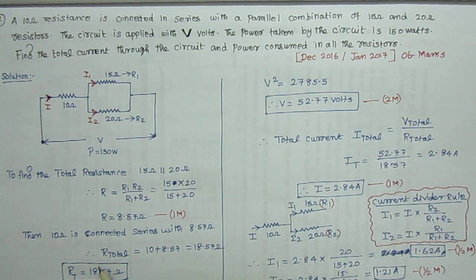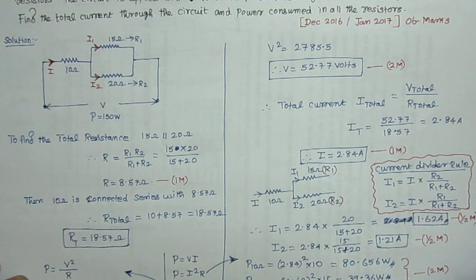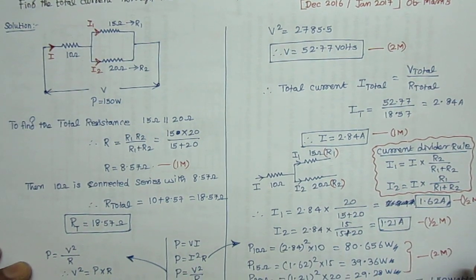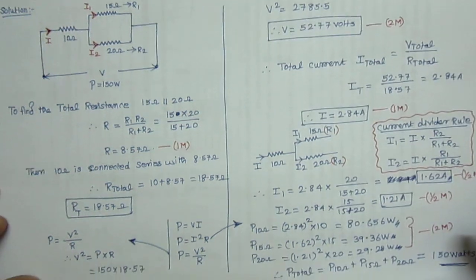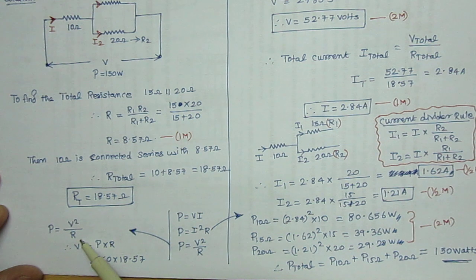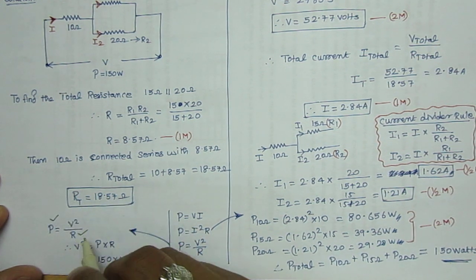Now here 10 ohm is connected in series with this value, that is 8.57. So 10 plus 8.57, we will get R total as 18.57 ohms. Now P is equal to V square by R. Here the P value is known and the R value is known. So the V value is unknown.